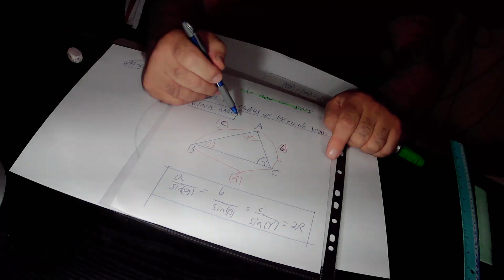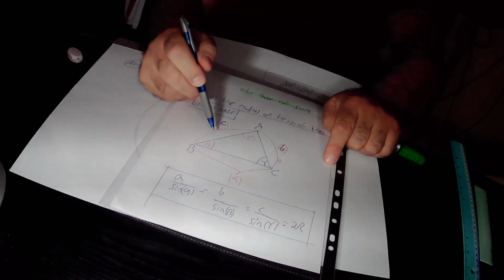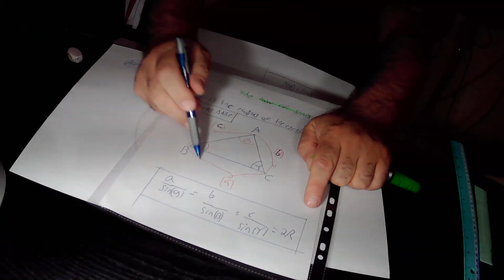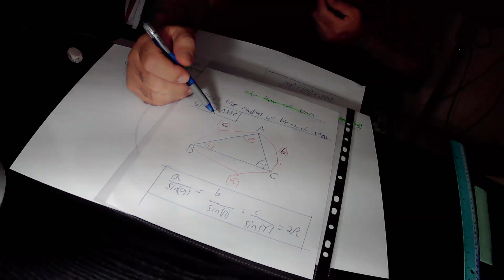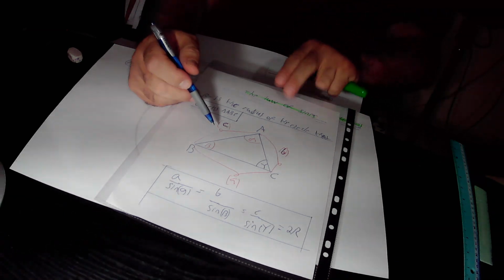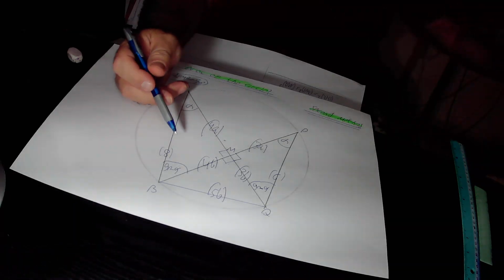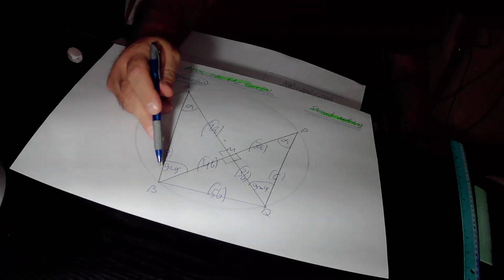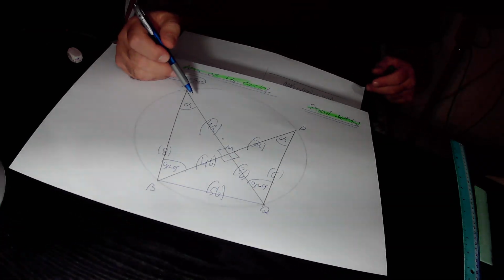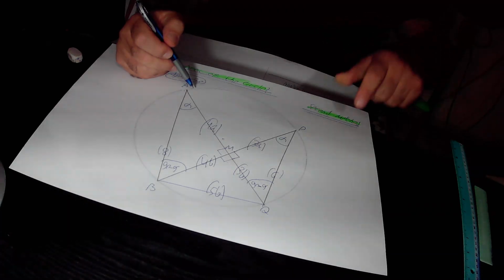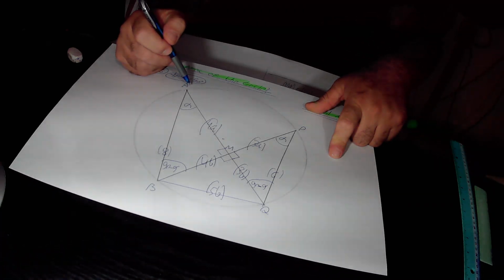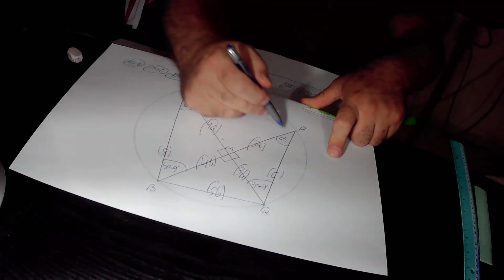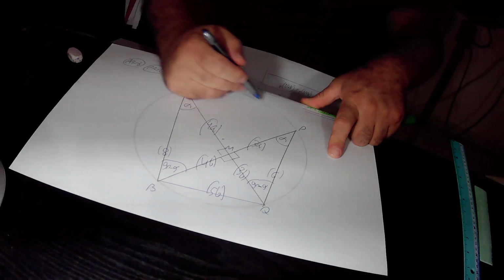R is the radius of the circle that circumscribes triangle ABC, the radius of this circle. So we use the law of sines in order to find out the value of sine angle ABQ. Triangle ABQ is circumscribed by this circle.